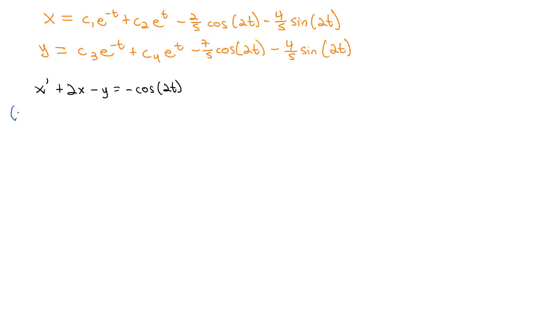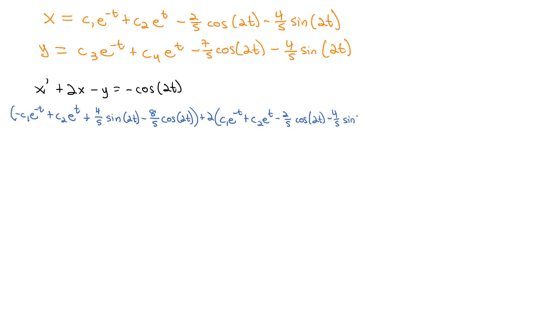X prime is negative c1 e to the negative t plus c2 e to the t plus 4/5 sine of 2t minus 8/5 cosine of 2t. Then we have plus 2 times x. And this is x just like it looks up above, c1 e to the negative t plus c2 e to the t minus 2/5 cosine of 2t minus 4/5 sine of 2t.